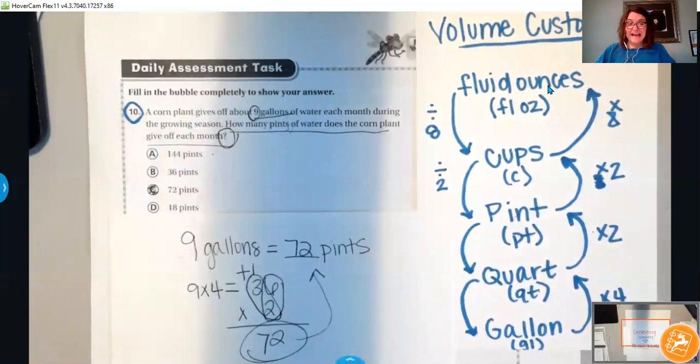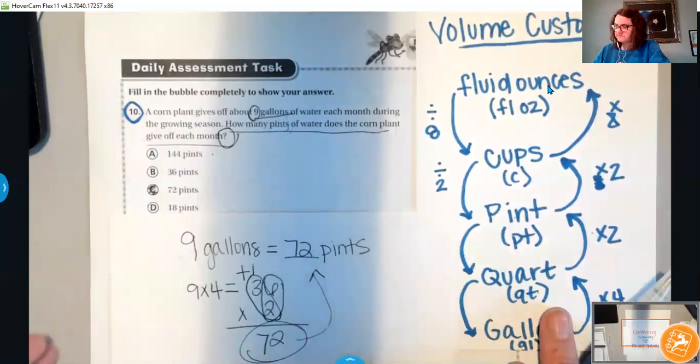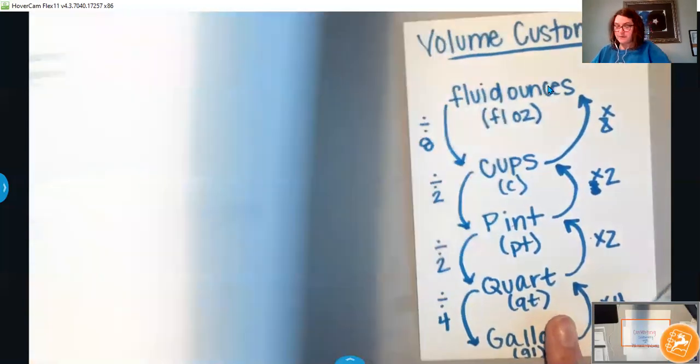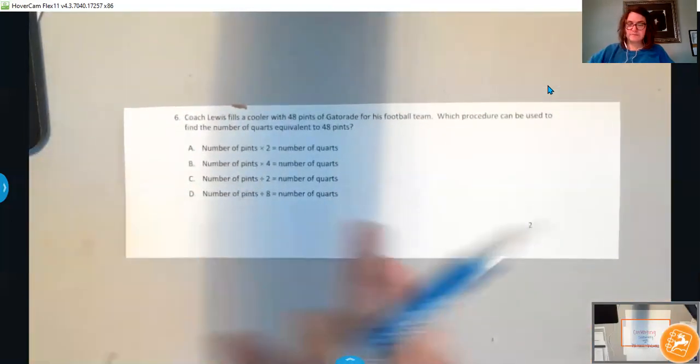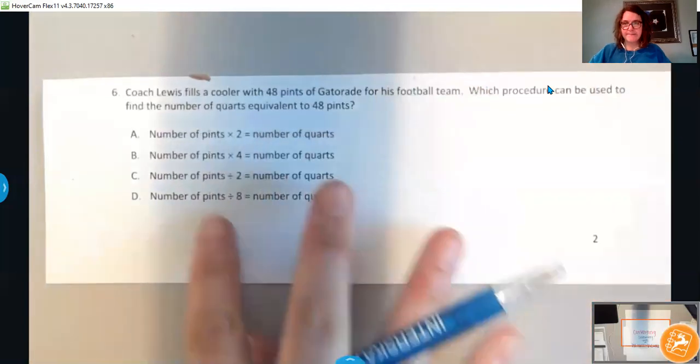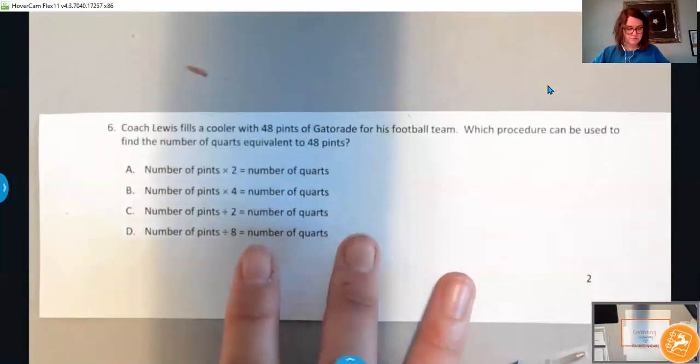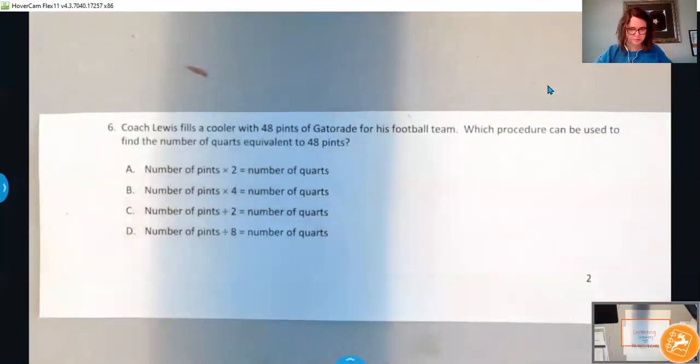All right, I'm going to put up your exit ticket for this question. You should be able to use your reference sheet that you made. Take a look at your exit ticket, pause the video if you need to, and then take a picture and turn it into your teacher.